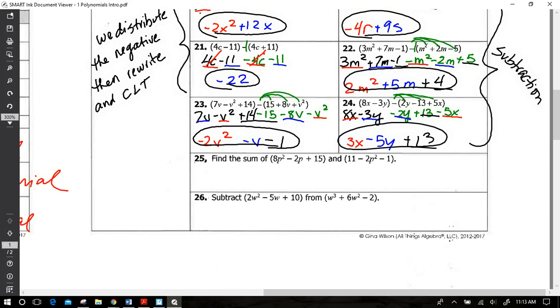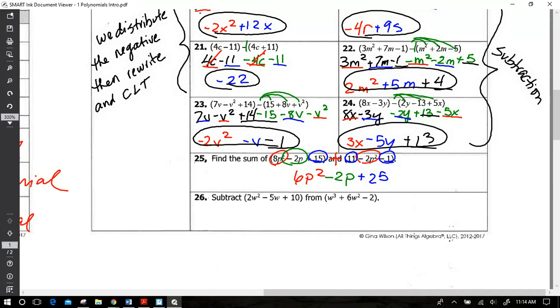I mean, they're not really word problems, but number 25, they want me to find the sum of these. So what I would just do is start combining like terms, because I'm going to add them, right? So 8p squared minus 2p squared is 6p squared. Negative 2p and nothing else is just negative 2p. And then finally, I have 15 plus 11, which is 26, minus 1, which is 25. And that's it.